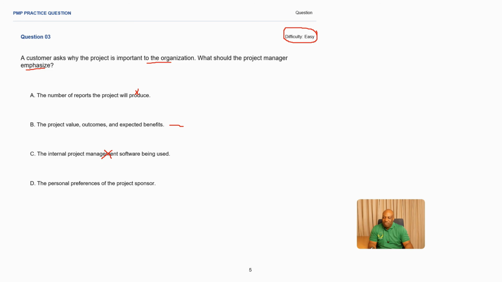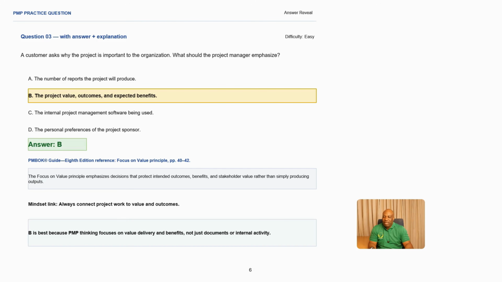The personal preferences of the project sponsor. Projects are not done because of the project sponsor's personal preferences. They are done to add value to the organization. So eliminating this one, making B the best answer in this scenario. So what the project manager is supposed to emphasize is the project value. Okay, this is very important. The project outcome and expected benefits. So once this is explained to the customer, they should be able to understand why the project is being undertaken.